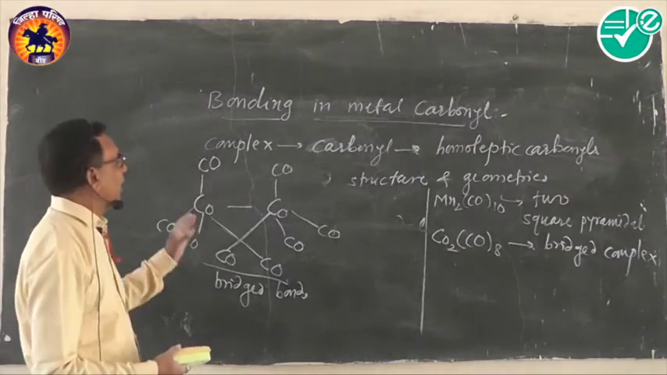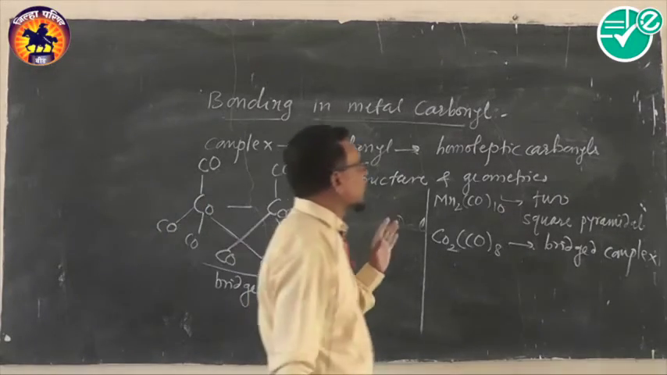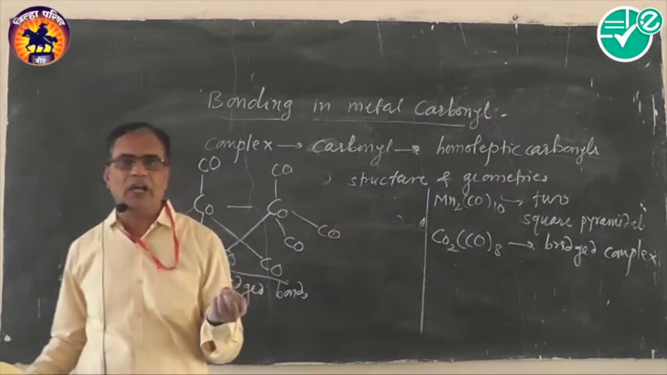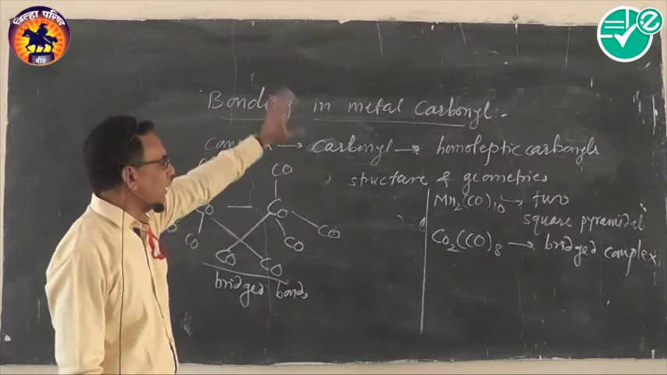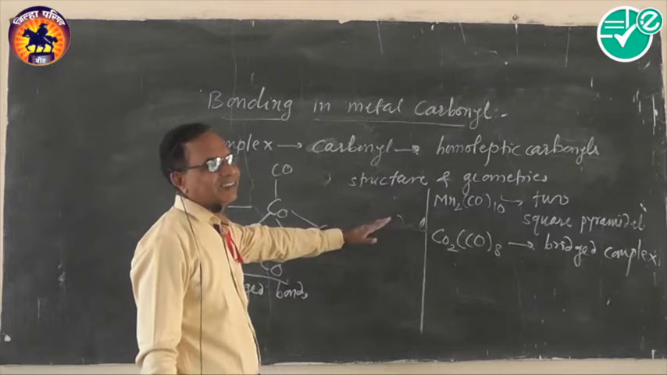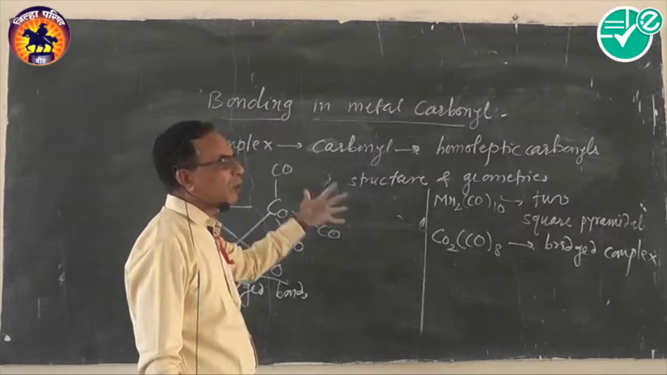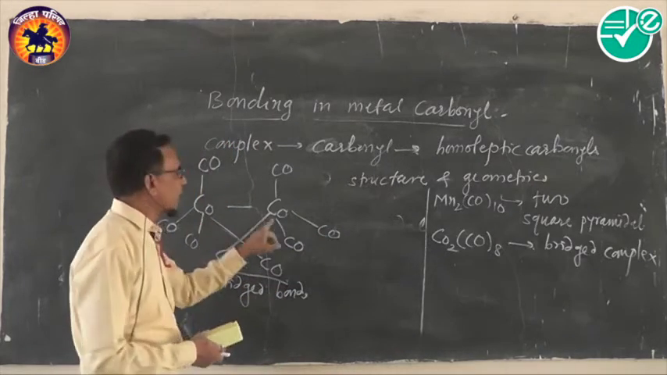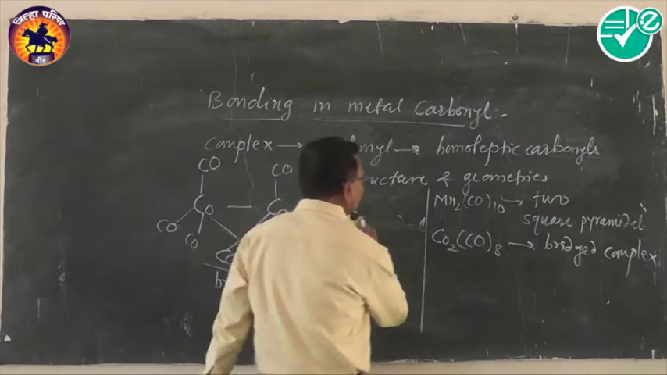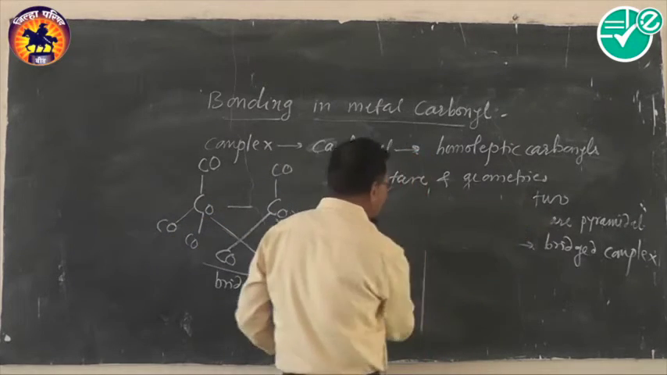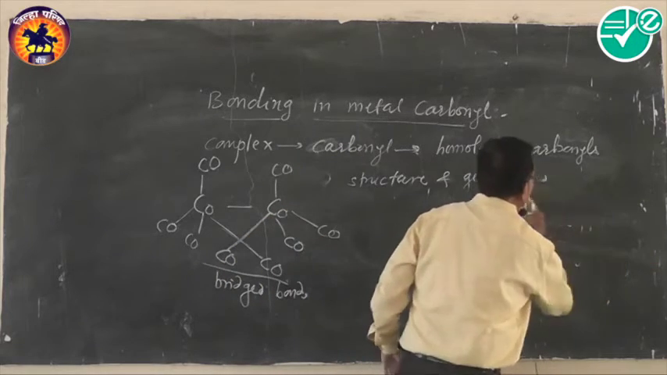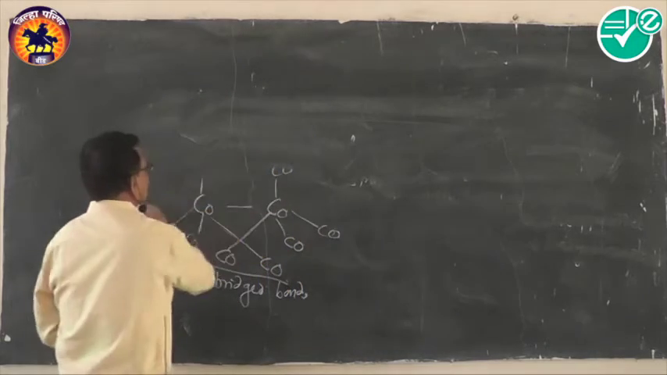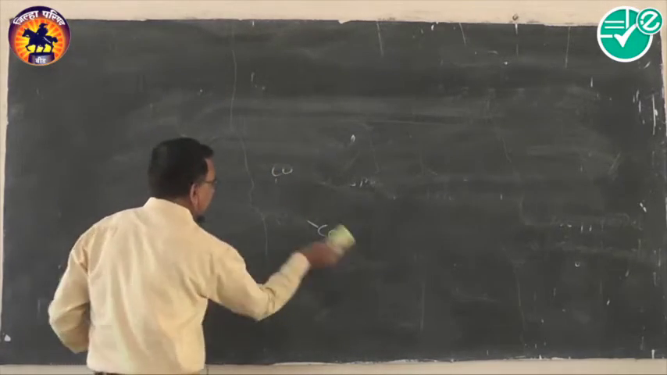So these metal carbonyls, or homoleptic carbonyls, have well-defined structures and geometries, and these are the different geometries of the carbonyl compounds. In all these cases, the central metal has a zero oxidation state because CO is a neutral ligand.